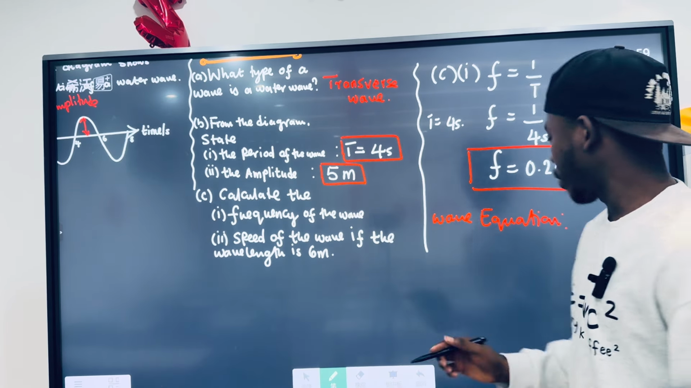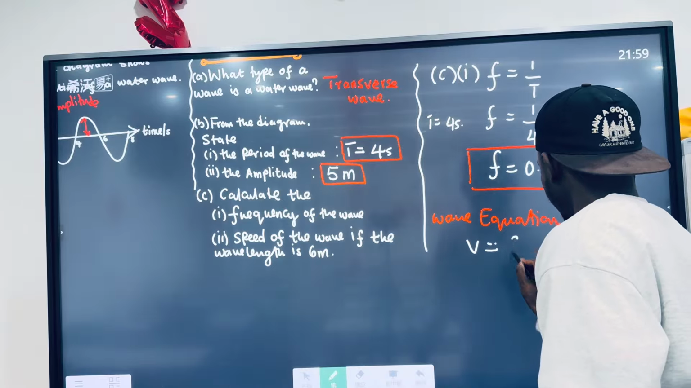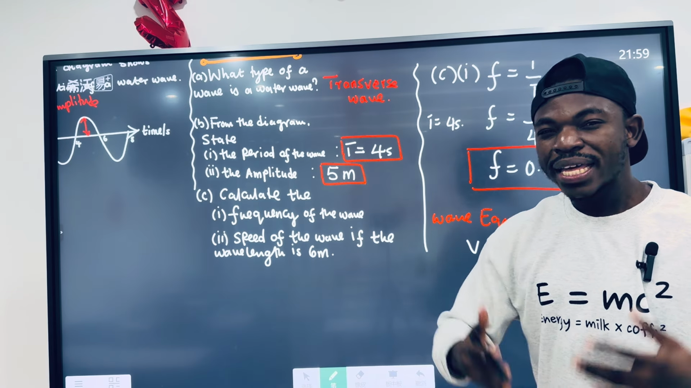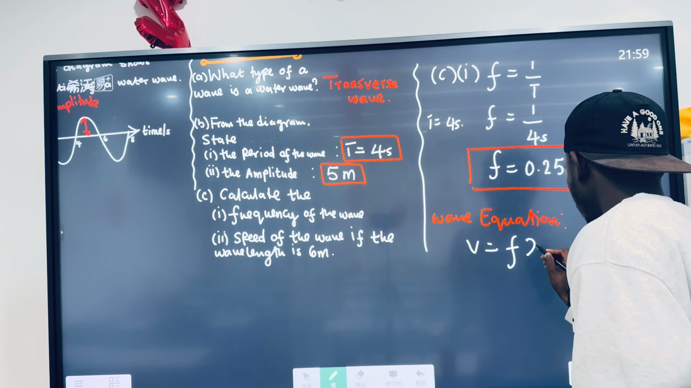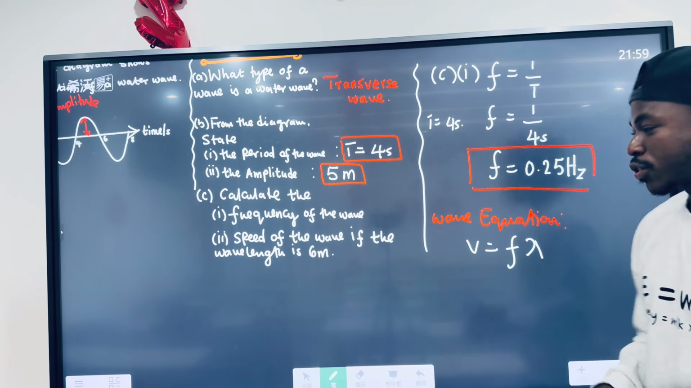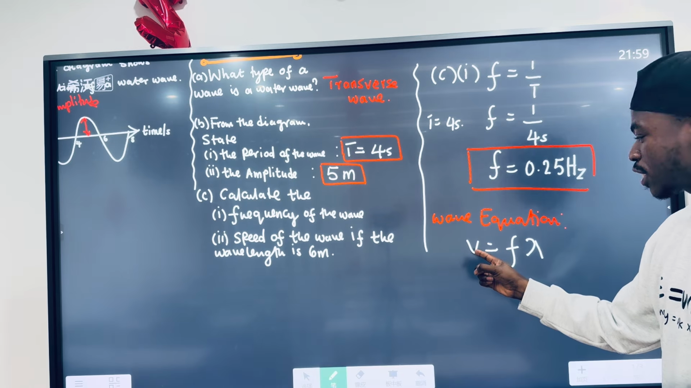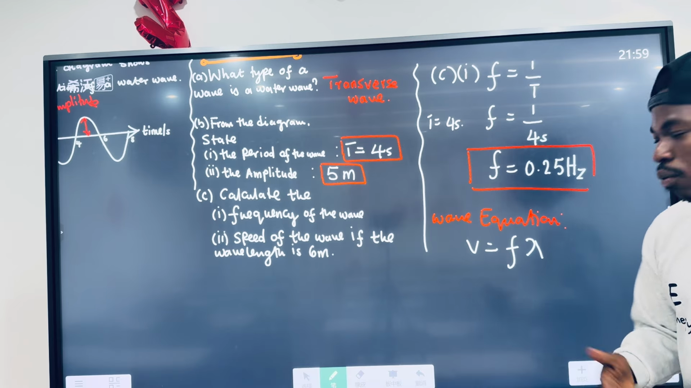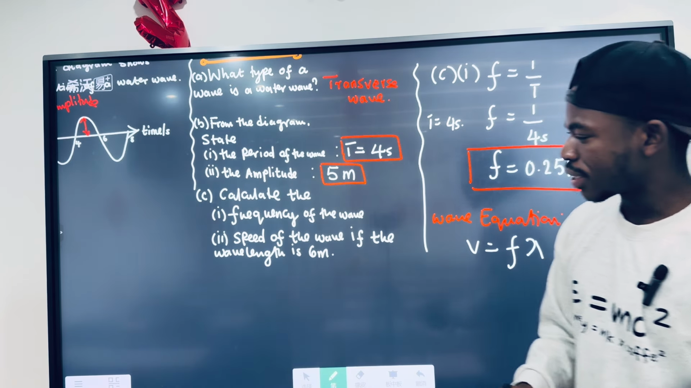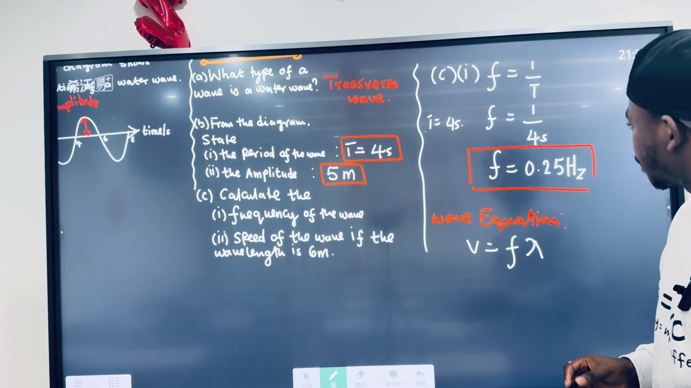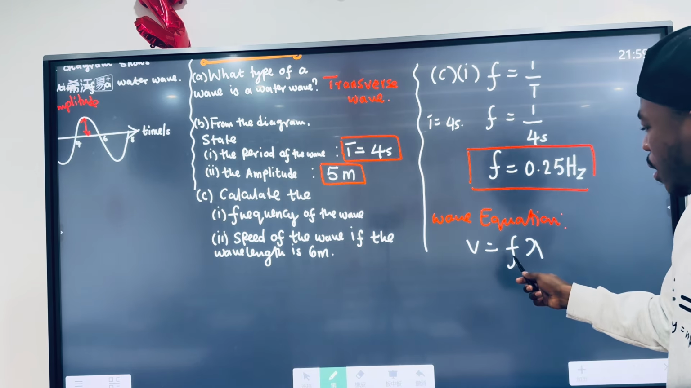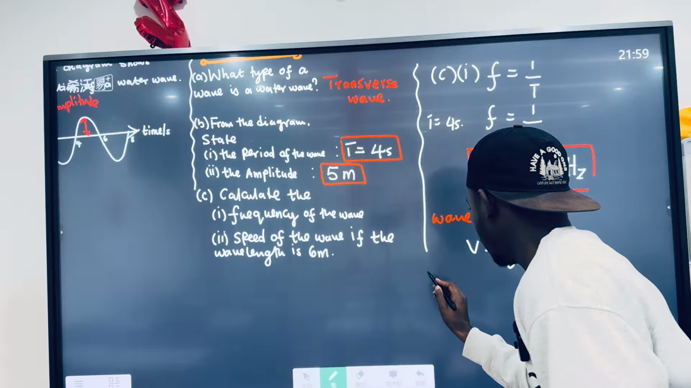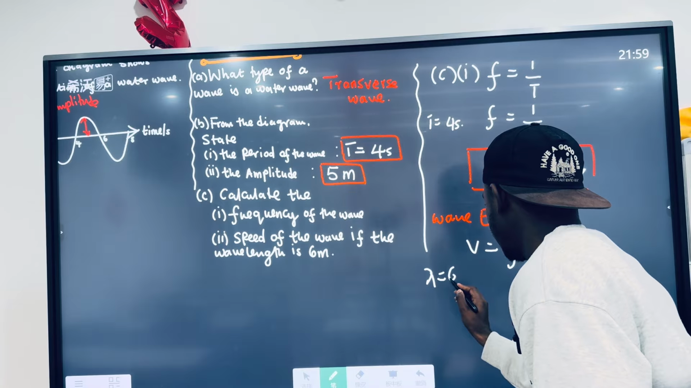This is how we write it. Speed of the wave, V, is equal to frequency multiplied by the wavelength. We use the symbol lambda for wavelength. So this is the wave equation. It means velocity of the wave is equal to the frequency of the wave multiplied by the wavelength. They've given us that the wavelength here is 6 meters. So let's just collect our data. We know that our wavelength is 6 meters.